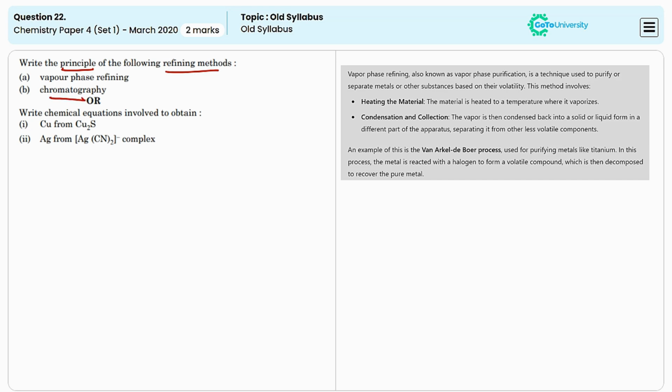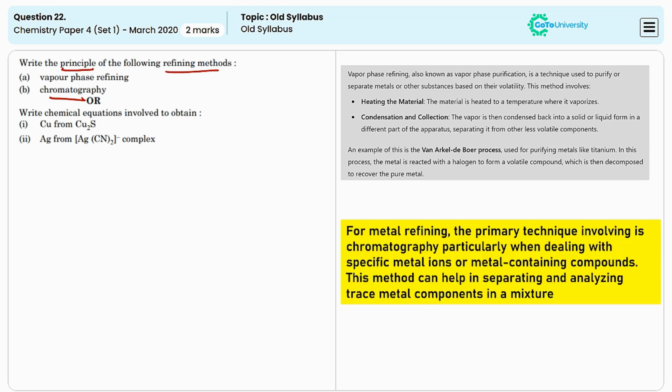The second one is chromatography in metal refining. Chromatography is generally applied in specialized scenarios. The first one is separation of metal ions. Chromatography can be used to separate metal ions from solution, which can be useful in analyzing the composition of metal ores or refining processes.